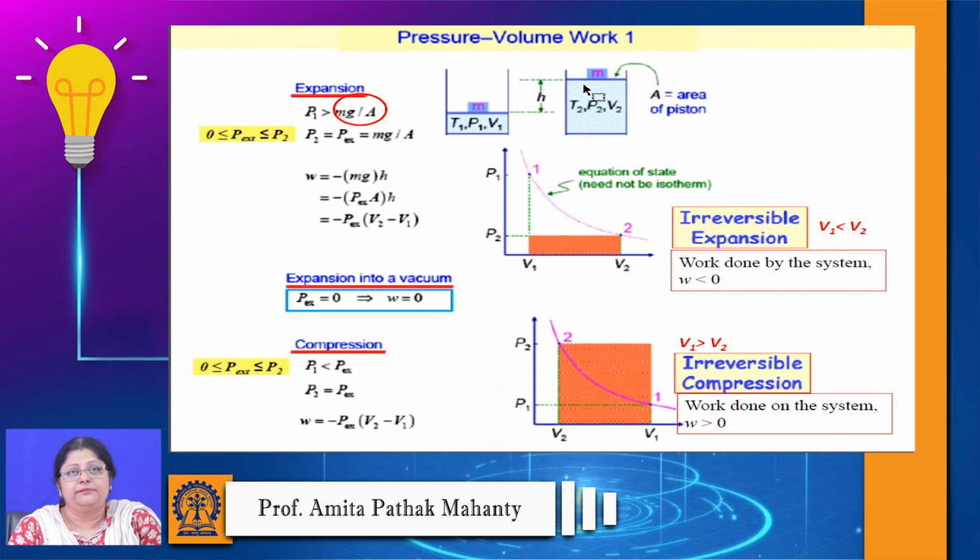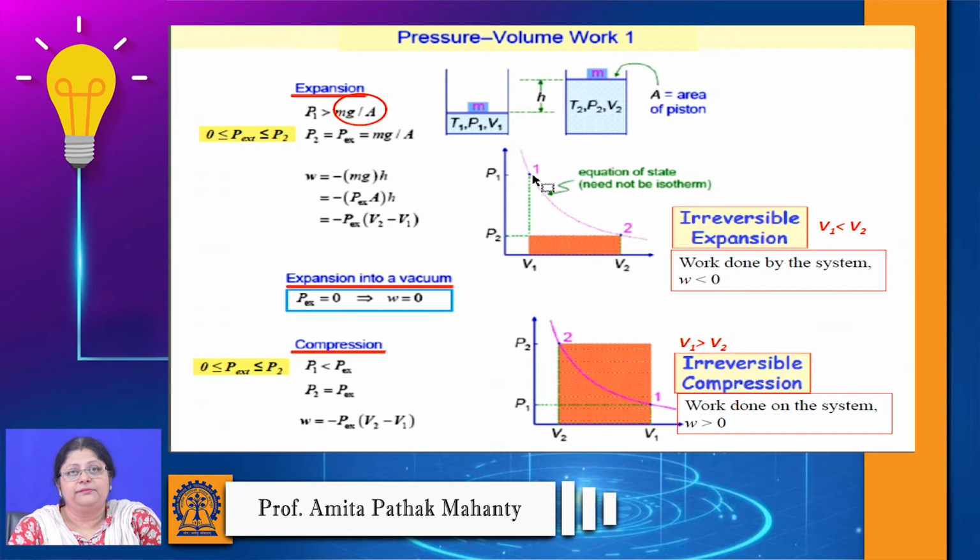So what happens here? We have a movement of the cylinder in this direction. How do we plot the PV conditions on a PV diagram? Initially we had P1, V1, and finally we had P2, V2. I'm not saying the temperature is remaining constant. Temperature may be changing. I'm not putting in that condition right now.